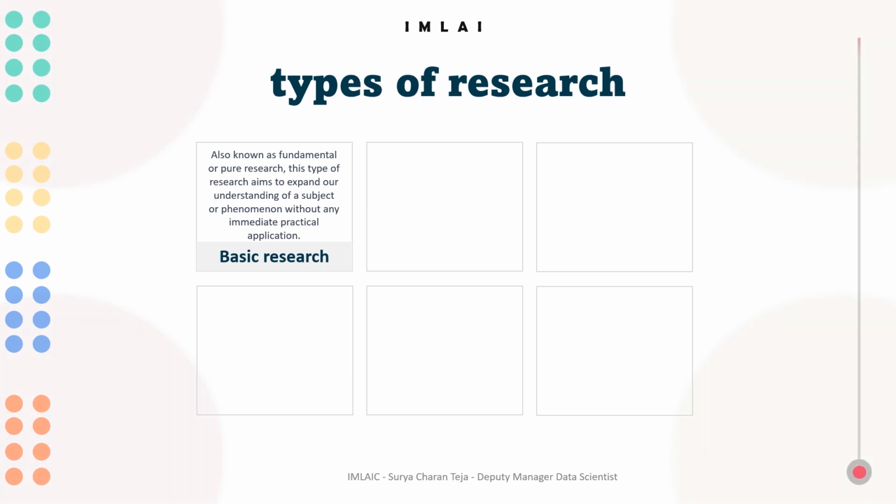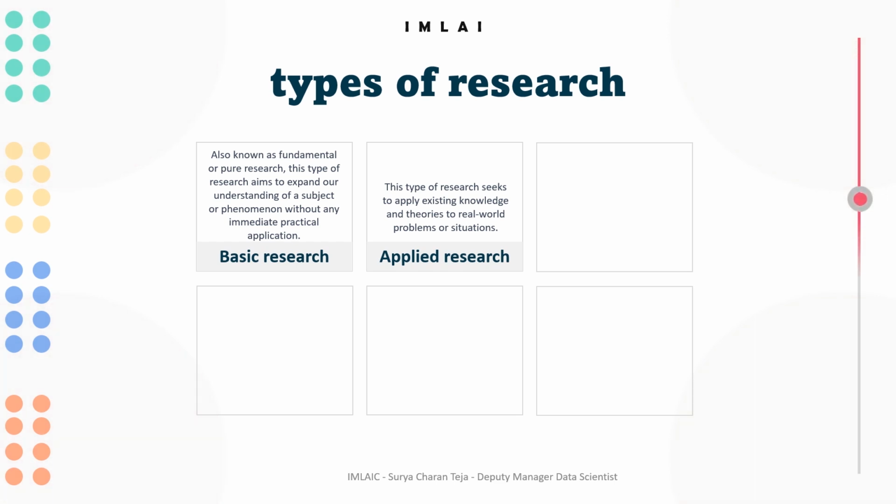Now let's move on to the second type of research, that is applied research. This type of research seeks to apply existing knowledge and theories to real world problems or situations. It aims to find solutions or develop practical strategies to address specific issues or challenges in fields such as medicine, engineering, education, or business. So, this is what applied research is, and it is widely used.